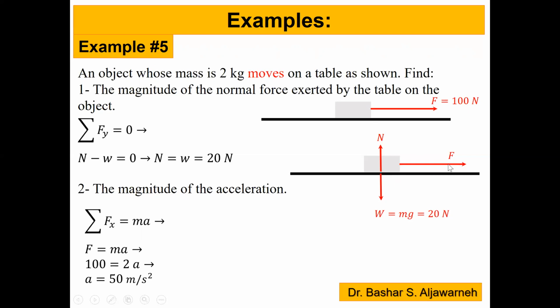Here, my object, the box or the mass, rests on a horizontal surface, which means the motion is to the right because I have a force here. So to calculate the normal force, we are talking about the y-axis. And since there is no motion along the y-axis, the summation of Fy equals 0. So I have normal force positive, weight is negative, so N minus W is 0, and then the normal force will be 2 times 10, which is 20 Newton.